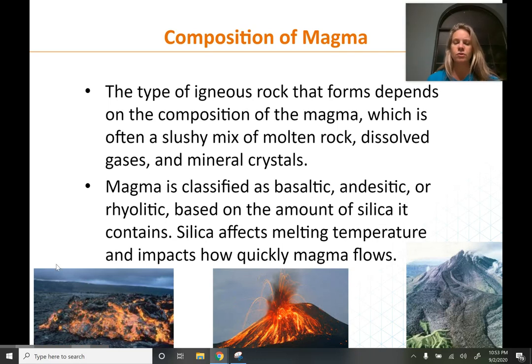And kind of light colored. So here in the Redding and Lassen area, we have a combination of andesitic and rhyolitic. We really don't have a lot of basalt. That's really common of volcanoes that come out of the ocean, like Hawaii, for example.